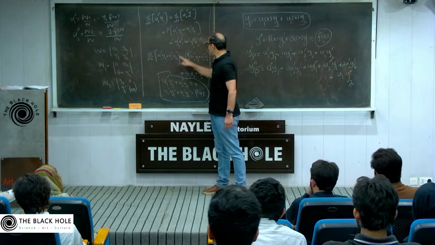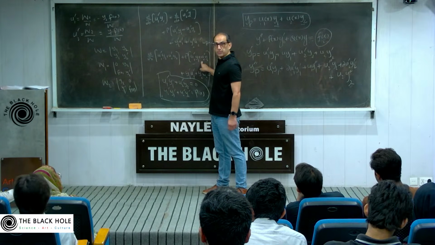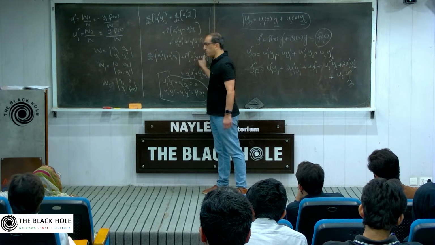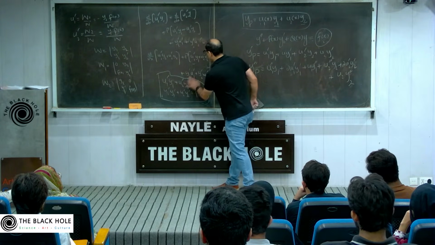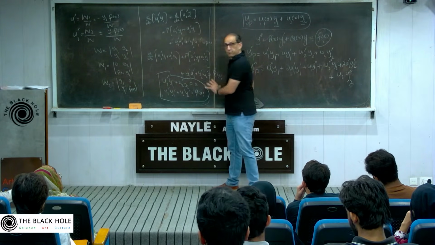Sir, where has the p term gone? Which one? In this part, where u1 prime y1 plus u2 prime y2. We impose the condition that this thing ought to be 0. Once it is 0, 0 multiplied by anything is 0. So I am left with this thing, and if these two are 0, then I am left with this thing.